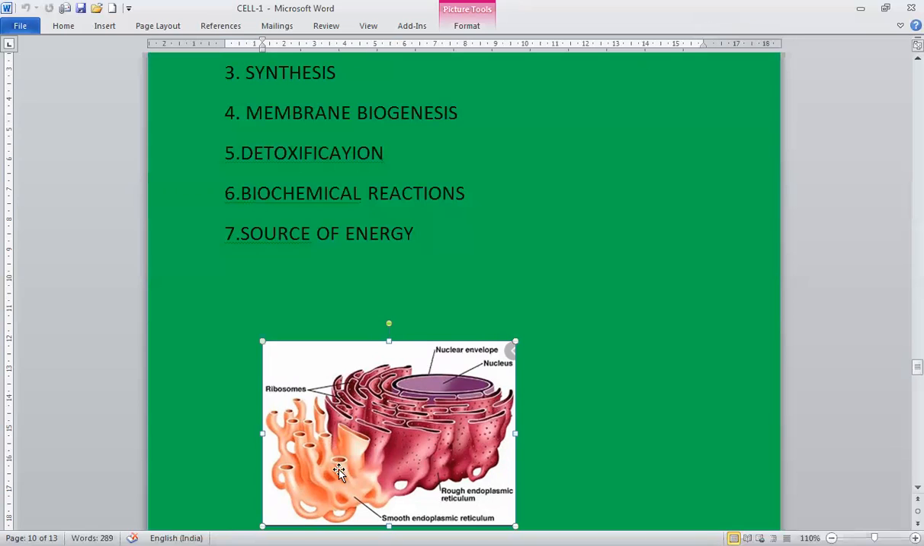In the picture, it is also very clear. This is the smooth, this is the rough. These are ribosomes and these are nuclear envelopes.